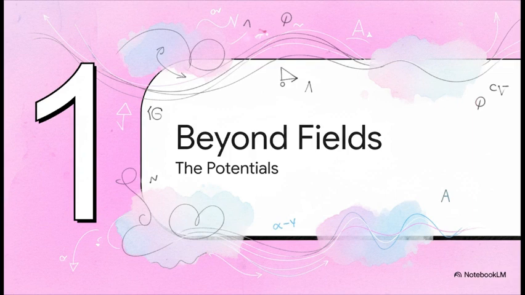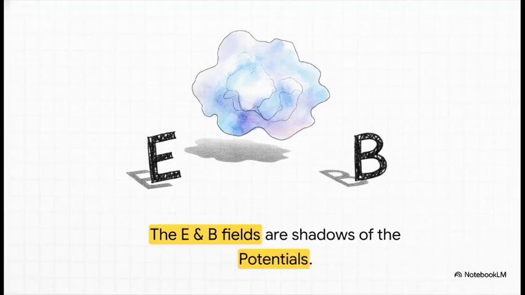So our first clue in this whole mystery comes from looking beyond the things we can actually measure, like the electric and magnetic fields. We need to look at the concepts that actually create them in the first place. Here's a really cool way to think about it. Picture the electric field E and the magnetic field B as just shadows on a wall. Yeah, they're real. You can definitely see their effects, but they aren't the fundamental objects themselves. They're actually cast by something deeper, something more primary, the electromagnetic potentials.